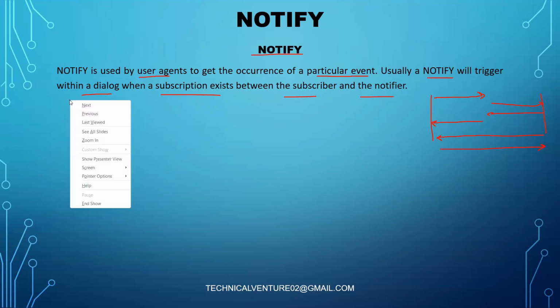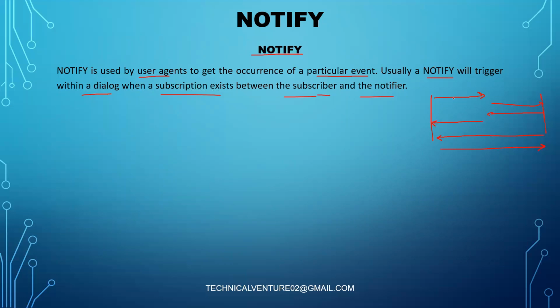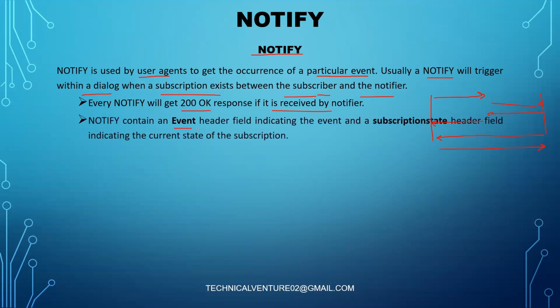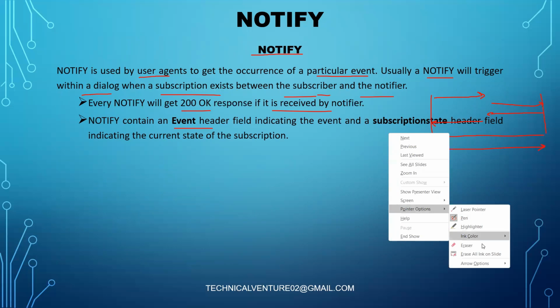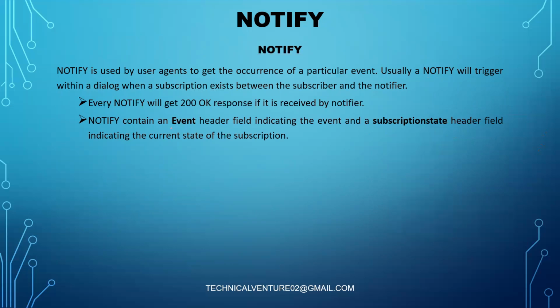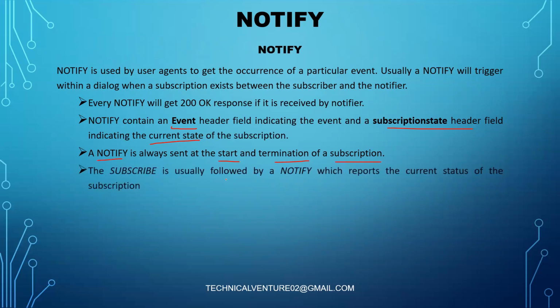Notify will trigger within a dialog when a subscription exists between the subscriber and the notifier, and every notify will get a 200 OK response when it is received by the notifier. And notify contains an event header field indicating the event and a subscription state header field indicating the current state of the subscription, right? This notify is always sent at the start and the termination of a subscription. Subscribe is usually followed by a notify which reports the current status of the subscription.